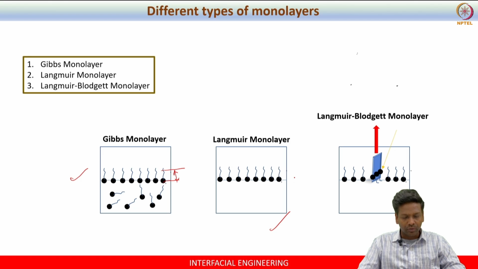If you take a high enough concentration, you will reach a stage where the molecules are very closely packed. When they are very closely packed, you will attain a state where they are oriented in this fashion, and what you get is a film with one molecule thickness.